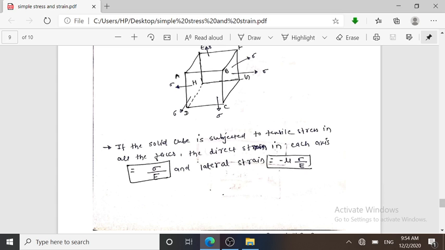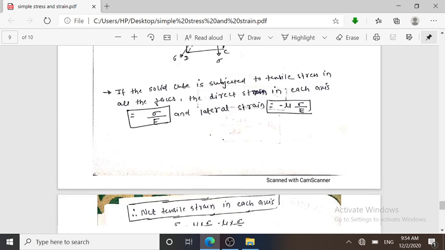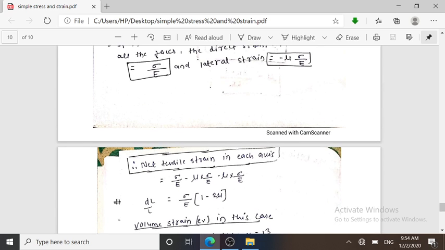How much strain is taking place? So lateral strain is equal to minus mu into sigma by E. I have already described it above. So here the direct strain is sigma by E and the lateral strain is minus mu into sigma by E. So net tensile strain produced in each section will be sigma by E minus mu into sigma by E in the x, y axis. Similarly in the z axis. I have told you that when the body is subjected to push or pull forces in one direction, say x, then there must be lateral strain in the other two.